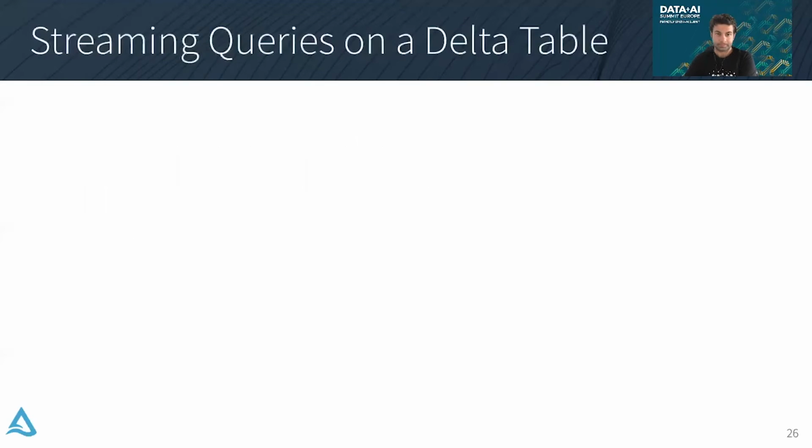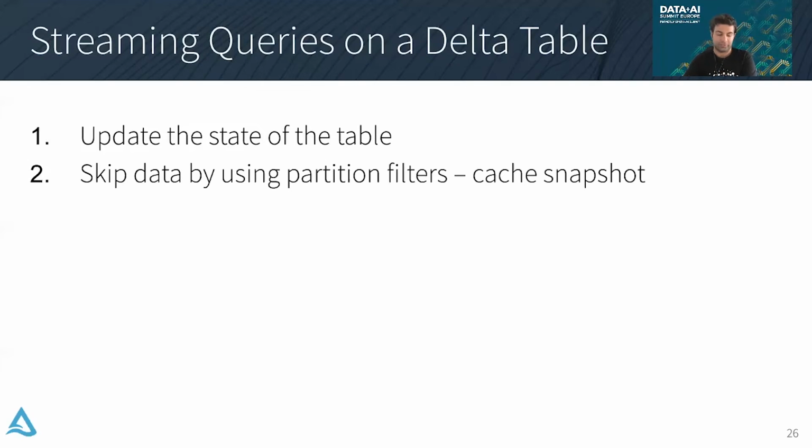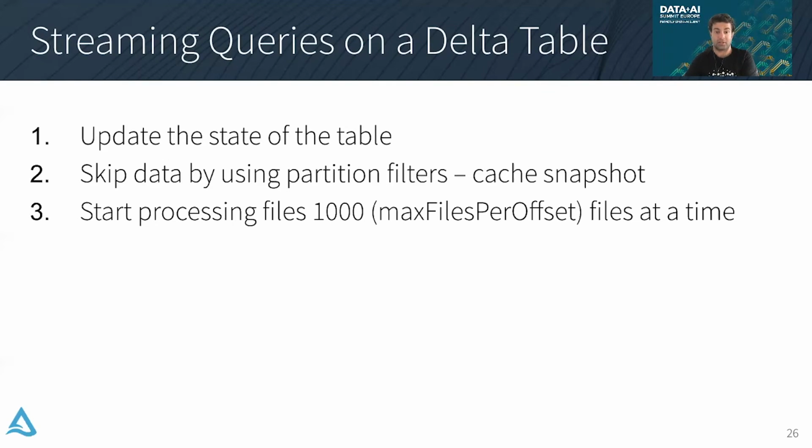How do streaming queries work? Again, we update the state of the table. And then if you've provided partition filters, for example, process all data since the last month, we can perform our partition filter, and then we'll cache the snapshot. The snapshot will start processing files in it, 1,000 files at a time by default. This is to prevent a batch being spawned for like 10 million files, which will overwhelm your driver. And within this first set of files, there is no guaranteed order while we're processing the files in our snapshot.